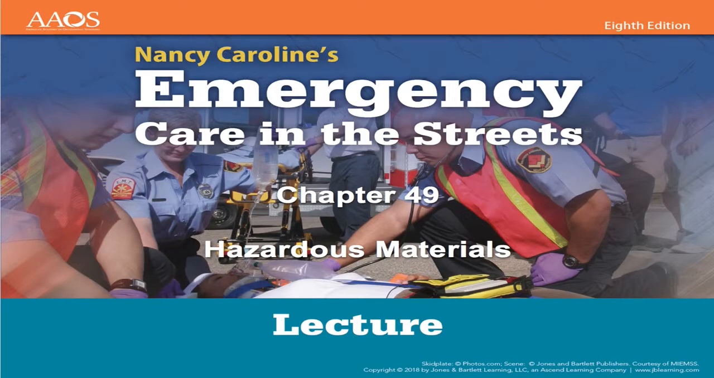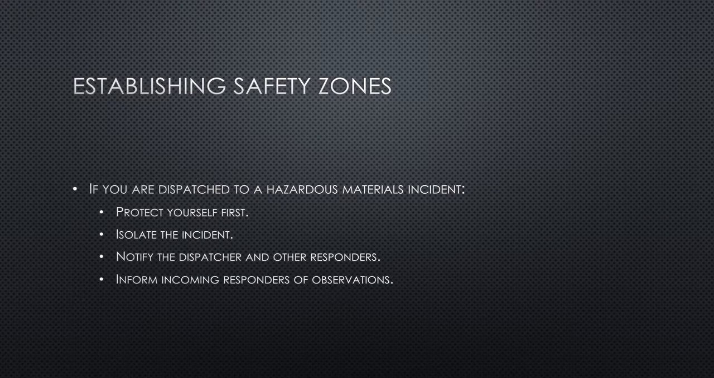Welcome back. This is the third video lecture on Chapter 49, Hazardous Materials. Moving right along, this video is going to be about establishing safety zones, and this is also going to rely on information found in that Emergency Response Guidebook. You want to know the safety parameters for hazardous materials that are toxic and those that pose a fire or explosion danger. This can be found in that ERG.